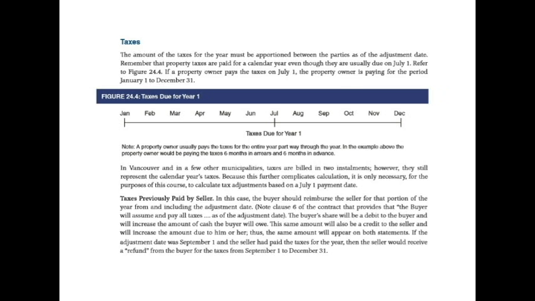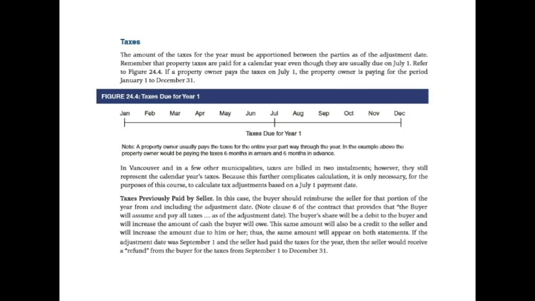So there's a diagram, a sort of chart here. There's January going to December. In the middle of the year, we have taxes due for year one on July the 1st. Note, a property owner usually pays the taxes for the entire year partway through the year, so on July 1st. In the example above, the property owner would be paying the taxes 6 months in arrears and 6 months in advance. Kind of weird, huh?